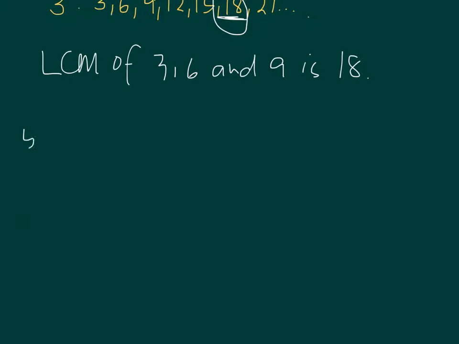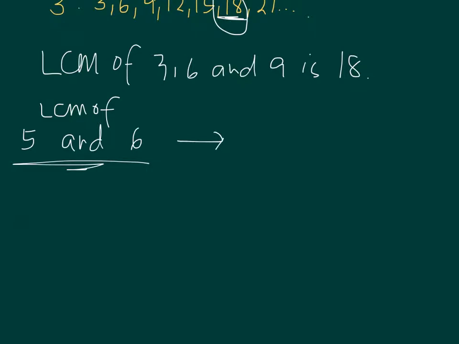So we want to find the LCM of 5 and 6. Using the listing method, we were able to find the LCM, and it says the LCM is 30. Okay, using a new method, method 2.